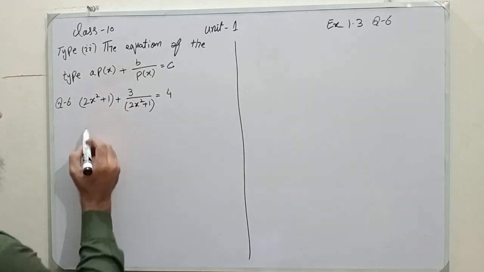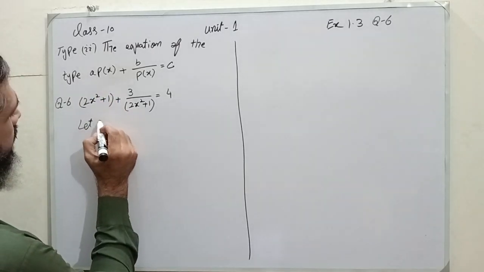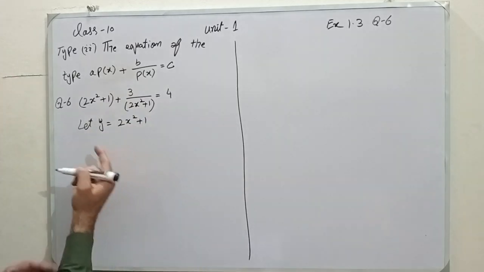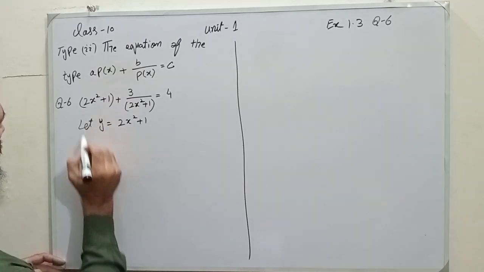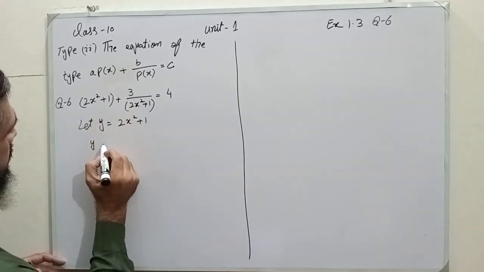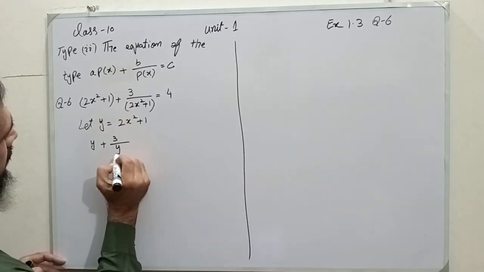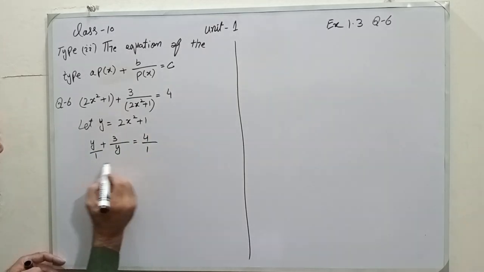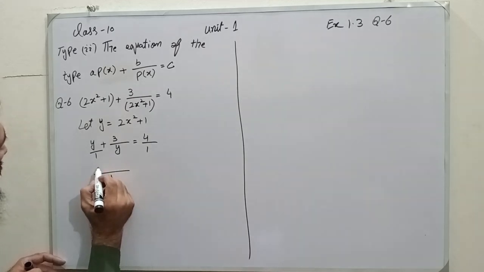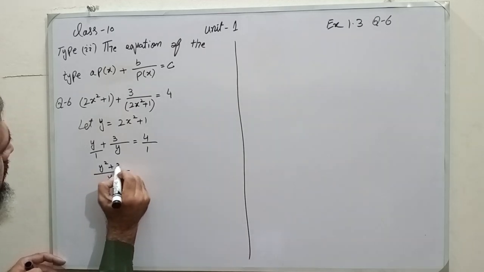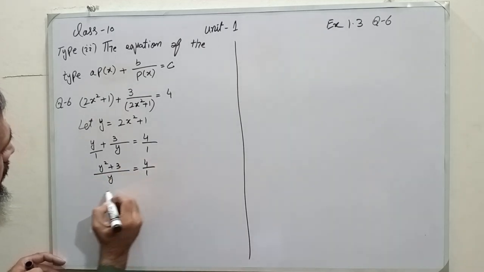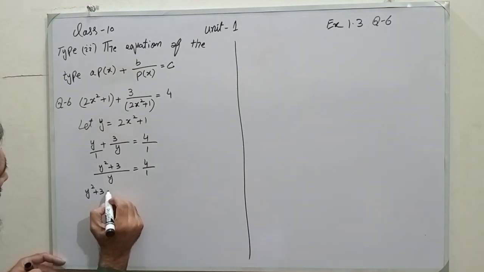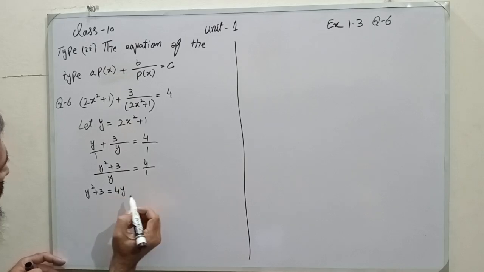Let's have a start. Let y is equal to 2x square plus 1. So we will place the y here. The equation is y plus 3 over y, which we can also write as y over 1 equal to 4 over 1. We'll take the LCM here: y square plus 3 is equal to 4 over 1. We use the cross multiplication method: y square plus 3 is equal to 4y.